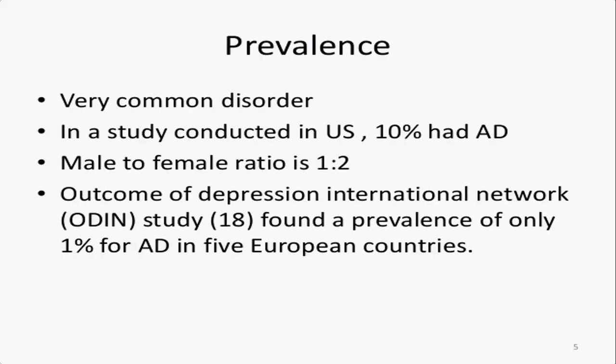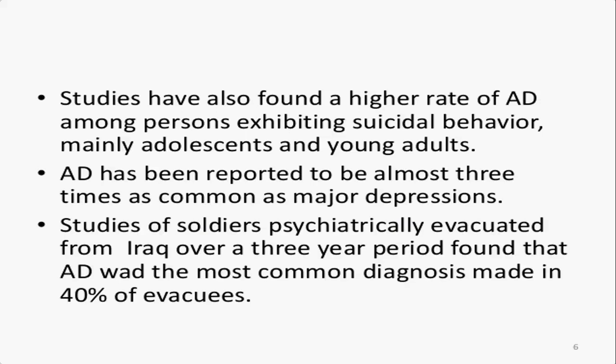Prevalence. In a study conducted in the US, 10% had adjustment disorder, and the male to female ratio is 1:2. An international network study found a prevalence of only 1% of adjustment disorder in 5 European countries. Studies have also found a higher rate of adjustment disorder among persons exhibiting suicidal behavior, mainly adolescents and young adults.